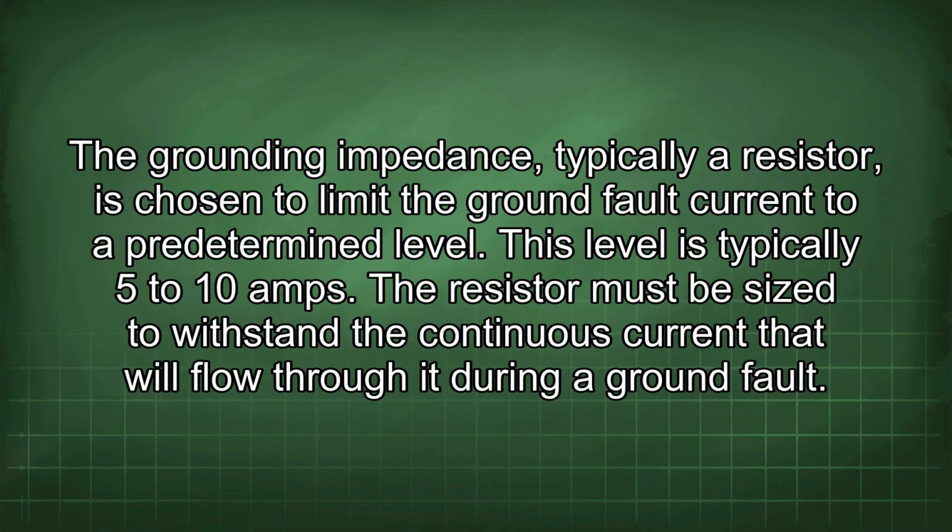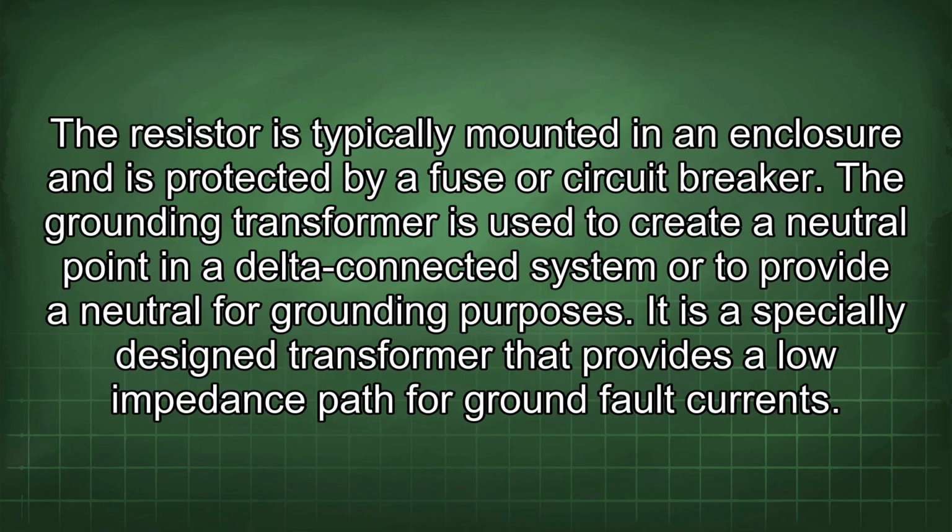The grounding impedance, typically a resistor, is chosen to limit the ground fault current to a predetermined level. This level is typically 5 to 10 amps. The resistor must be sized to withstand the continuous current that will flow through it during a ground fault. The resistor is typically mounted in an enclosure and is protected by a fuse or circuit breaker.